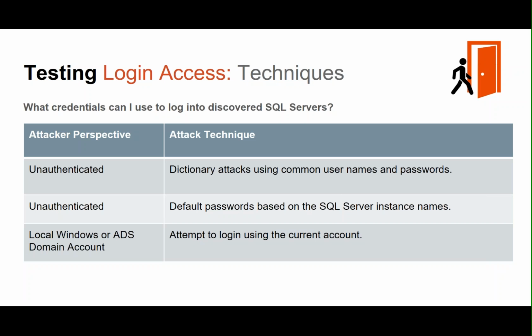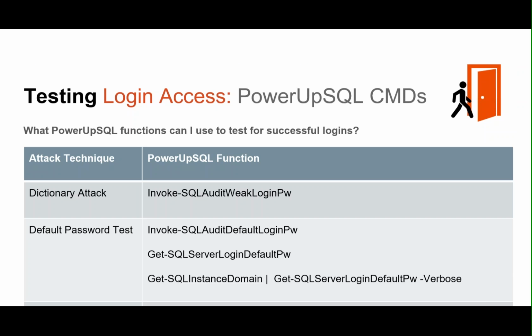And so, as an attacker, I can get a full list of SQL servers from the domain, filter based on instance name, and then try for defaults. We've actually had a lot of success with this as a way to get initial entry into some of those databases. And lastly, local Windows and AD pass-through authentication, so just trying to access it using your current Windows credentials.